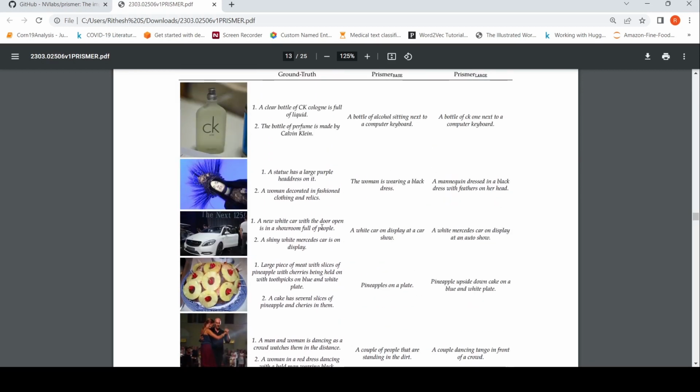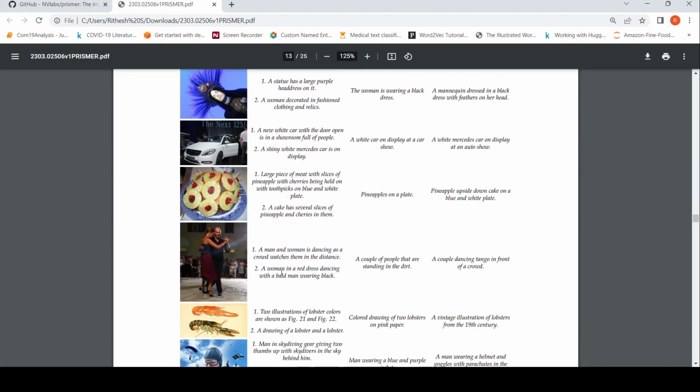A new white car with door open in a showroom of people. Shiny white Mercedes car is shown on display. This is the ground truth. This is the original image, which is given as an input. This is what the Prisma large says: a white Mercedes car on display at an auto show. This is quite accurate. Okay. So some more examples are present over here.